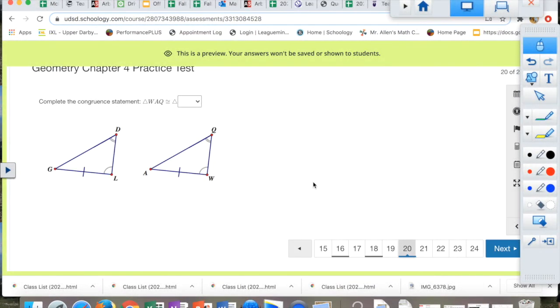Complete the congruent statement. So we got WAQ. Again, I could look at this and number the arcs as we go along. So WAQ is 1, 0, and 2. That is one arc, no arcs, 2 arcs. So I want to do it the same way. I'll start with L, go to G, and to D. 1, 0, 2. So L, G, D.